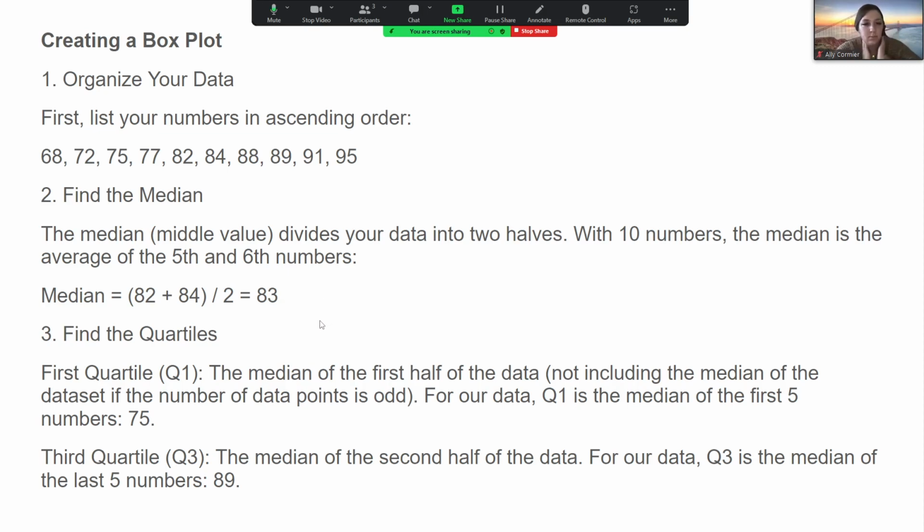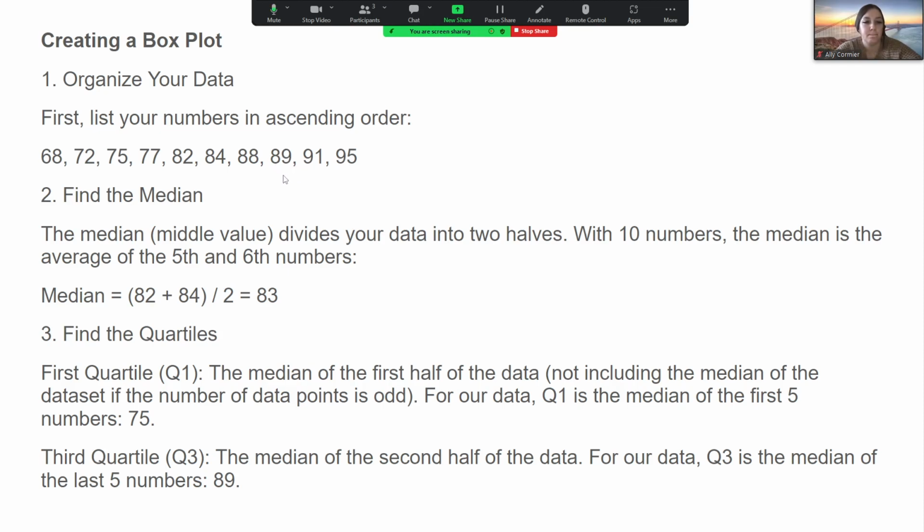And then we need to find the quartiles. Luckily, this is an even number, so our quartiles are really easy to find. You just take half your data set and find what number is in the middle. So 1, 2, 3, 4, 5. This is the first half of my data set, and I can see that 75 falls right in the middle. I'll do the same to the second half, right? 1, 2, 3, 4, 5, and I can see that 89 falls directly in the middle.